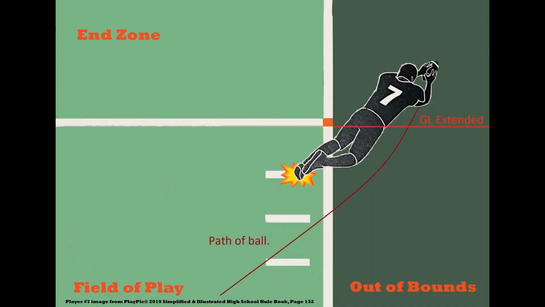You transition this to NCAA and NFL. They do not get the goal line extended because the field of play does not do it for you in those two codes. NFHS, this is a touchdown.